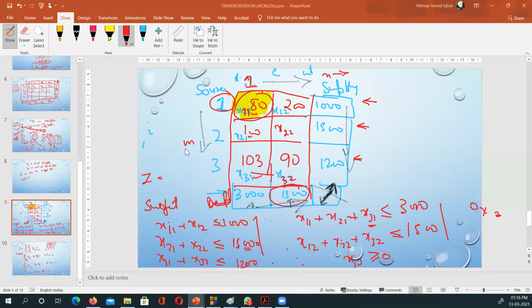So what is M and what is N? M is the number of what? You can open up the mic or write it here. M is the number of, and what is N the number of? M is the number of sources or suppliers, right? And N is the number of destinations. Demand is of the destination, that is this thing, 1000 here. But we are talking about N being the number of destinations.